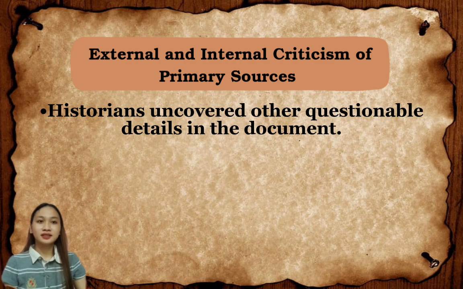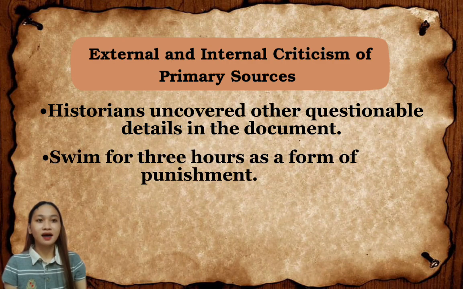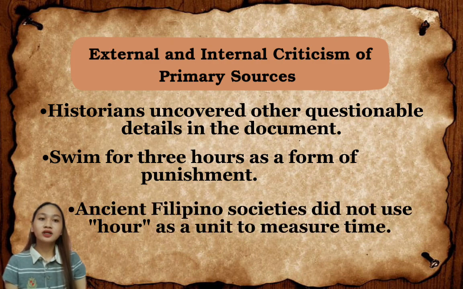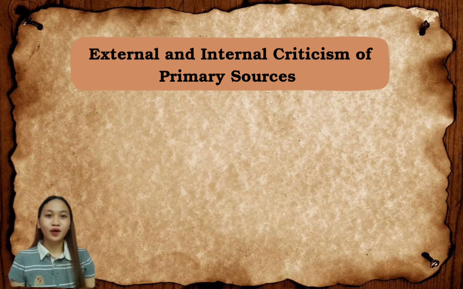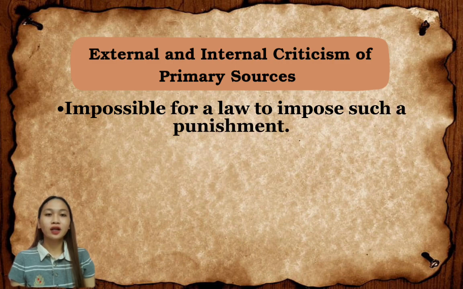In addition to this, historians uncovered other questionable details in the document. For instance, the third article of the code requires a man who neglects his wife and children to swim for 3 hours as a form of punishment. Ancient Filipino societies did not use hour as a unit to measure time. As a result, it is impossible for a law to impose such a punishment.